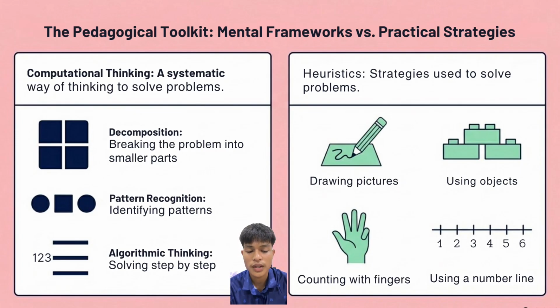Besides computational thinking, pupils can also use heuristics. Heuristics are practical tools or strategies that help pupils solve problems more easily. For example, pupils can draw pictures, use objects, count with fingers, or use a number line. These heuristics are very important for young pupils because they help pupils see the problem visually and understand it more clearly.